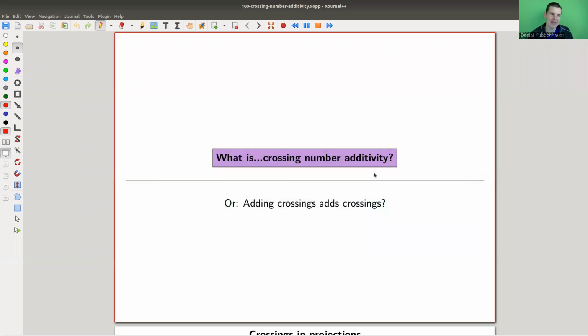And one of these is this crossing number additivity, which, the name, I made it up. That's probably not the standard name, but we will see what it means. It's really just this idea that adding crossings adds crossings. You would think that sounds true, and that's exactly why this is so deceiving. It's one of these, as I said, innocent questions which may not be as innocent as they are. So then I will eventually show you a theorem about the additivity of crossings.